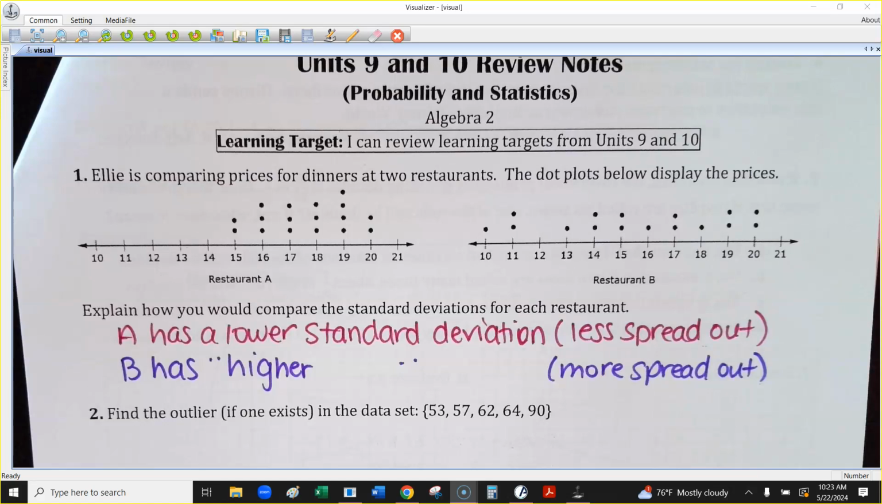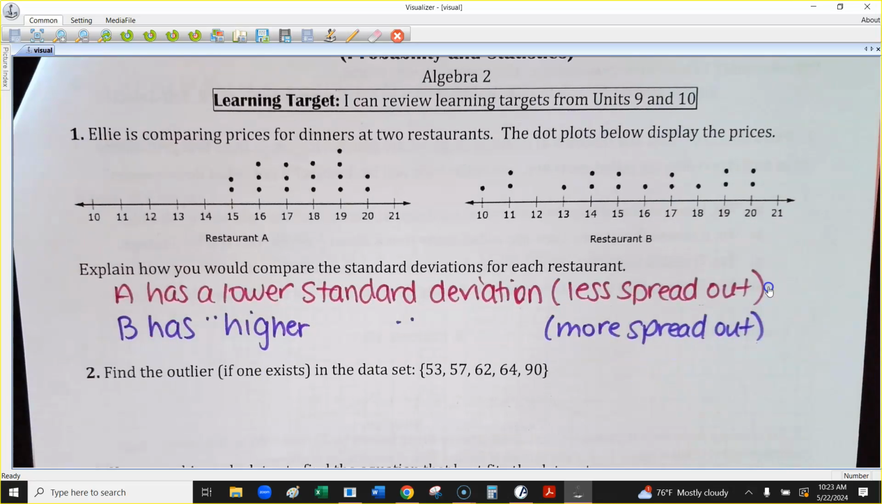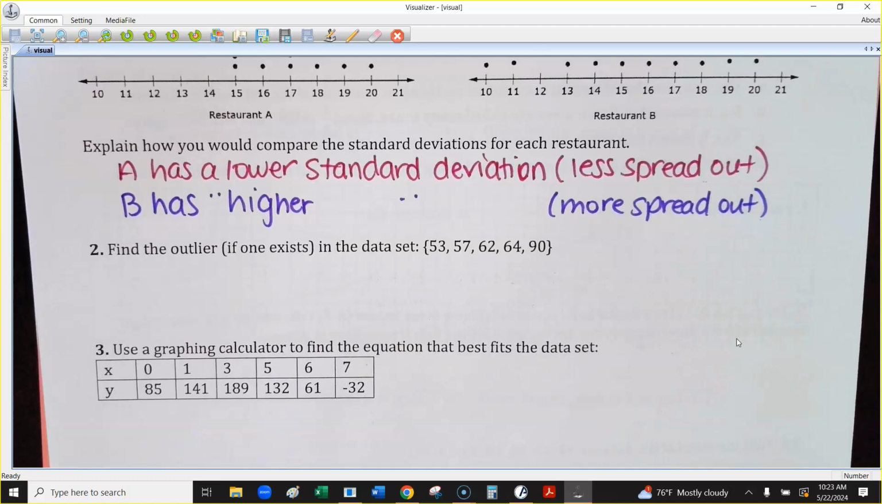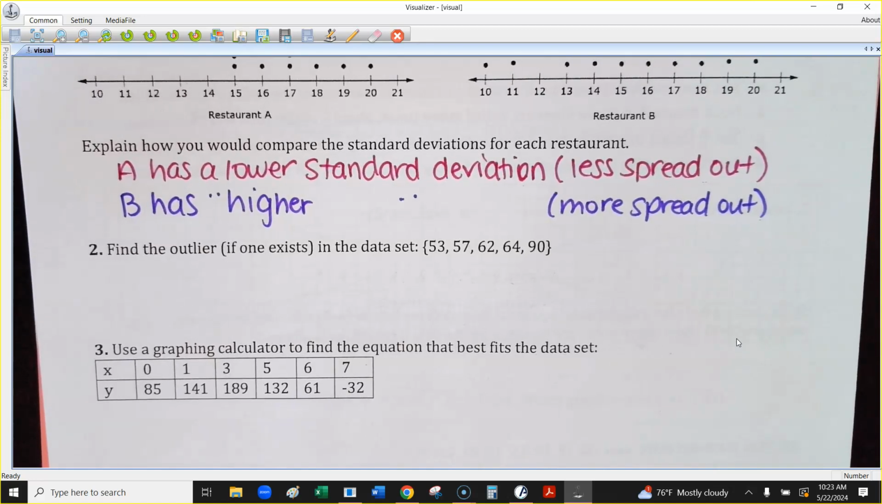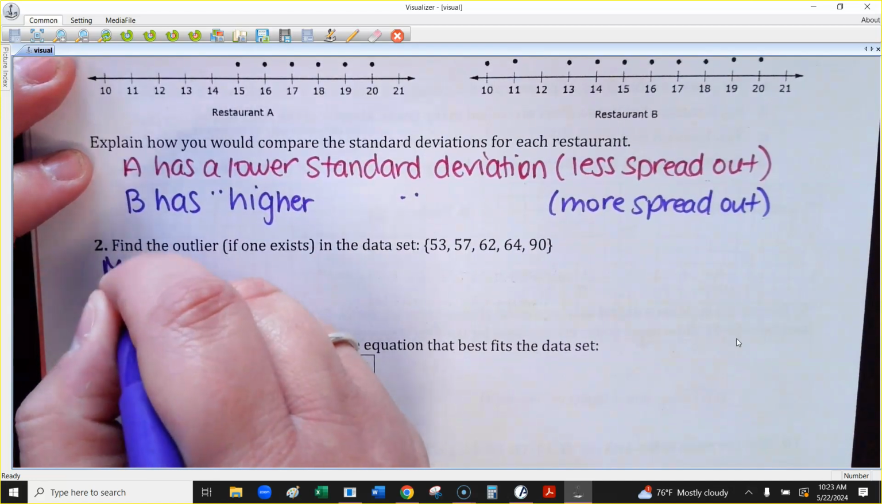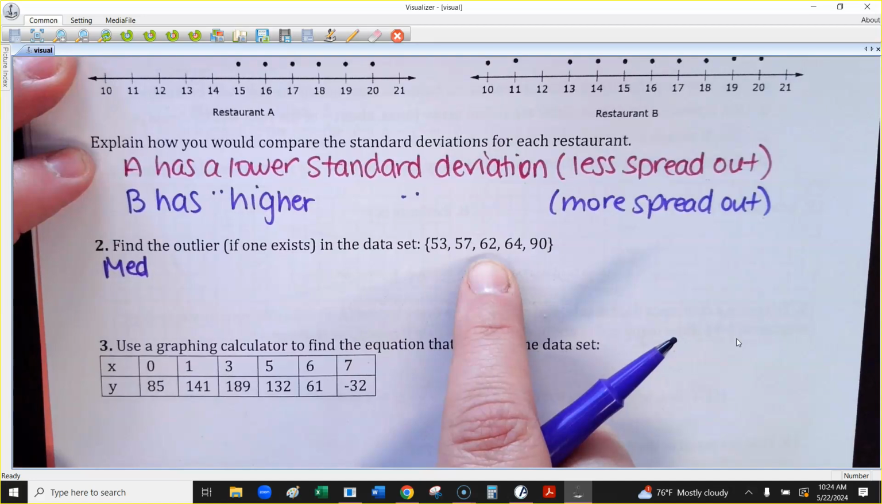All right. Now, this guy right here, and there's one like this on the test, and it literally only has 5 data values. It says find the outlier if one exists. So if you notice the values that I have there, do you feel like one of them would probably be an outlier? I got 53, 57, 62, 64, and 90. You would think. Okay, now, if you actually calculate this real quick, the median of this data set, right in the middle, would be the 62.